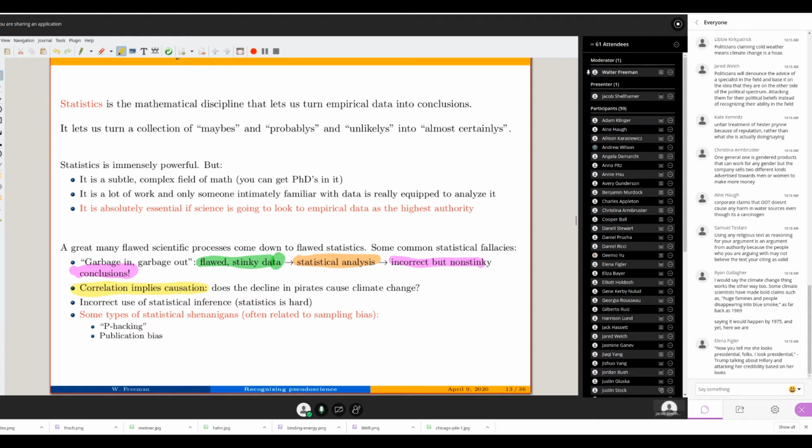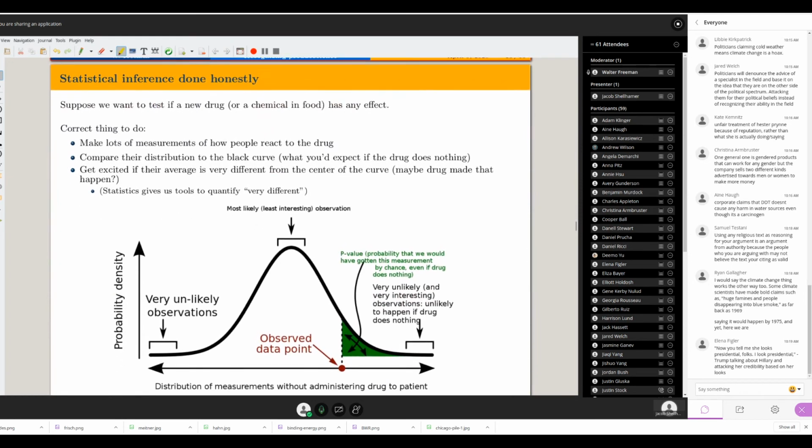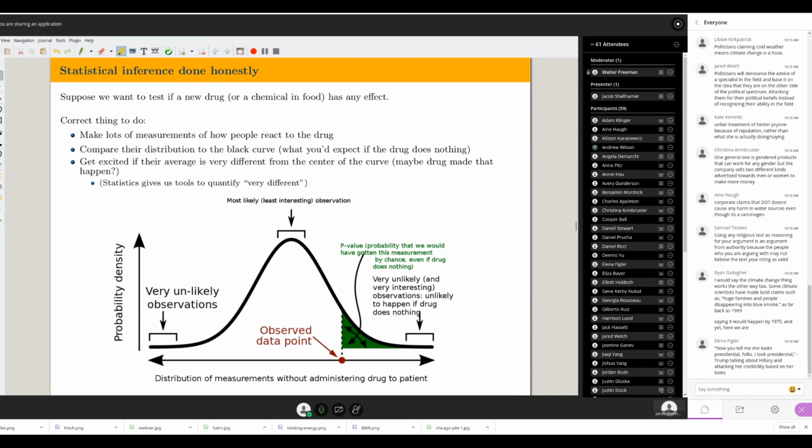There are a variety of other sorts of statistical biases. We looked at p-hacking before, as an example of playing with this idea of a 1 in 20 chance of being a fluke as some kind of threshold for significance. And I want to look at some others. So here is an example of how you do statistical inference in an honest way.